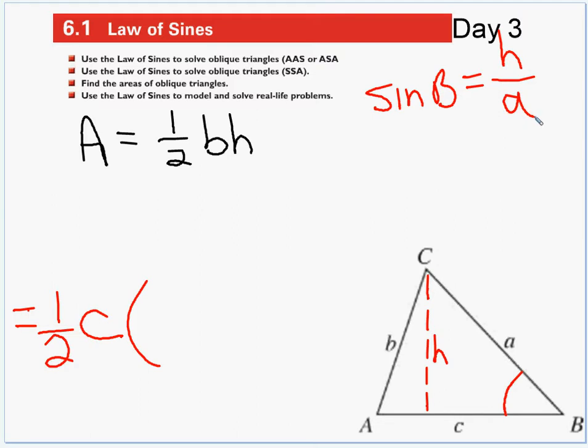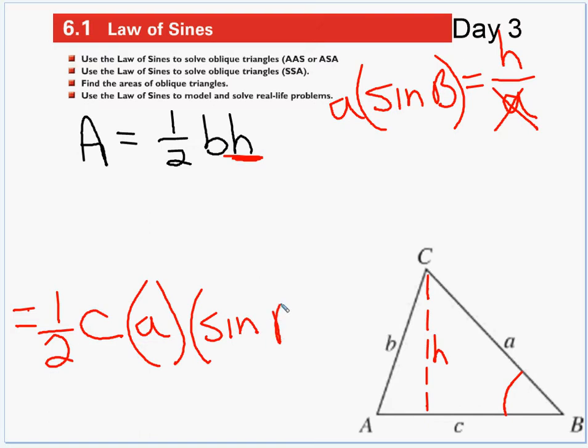excuse me, opposite over hypotenuse. So h over a. So to get this h by itself, we'll multiply both sides by a. So this becomes a times the sine of b is h. So if I replace this h with a times the sine of b, we've got the formula for the area of this triangle. Instead of 1/2 base times height, in this case it's 1/2 c times a, those are two sides, times the sine of the angle b.